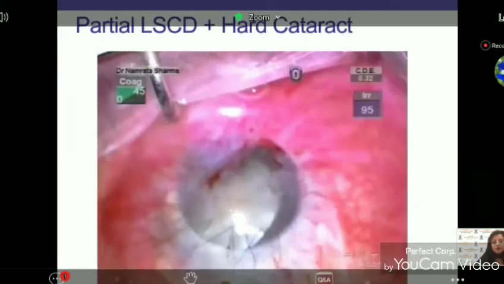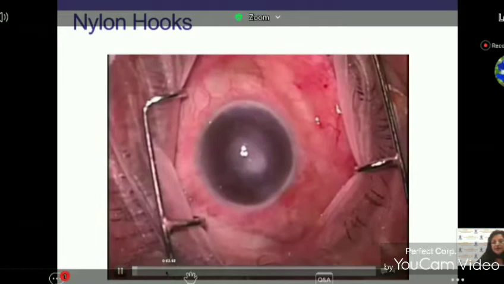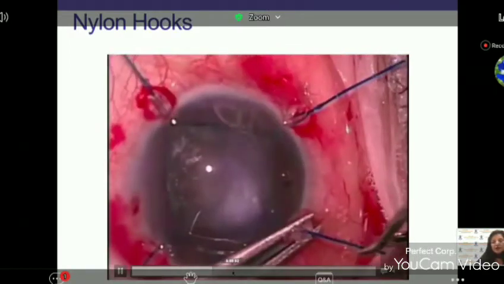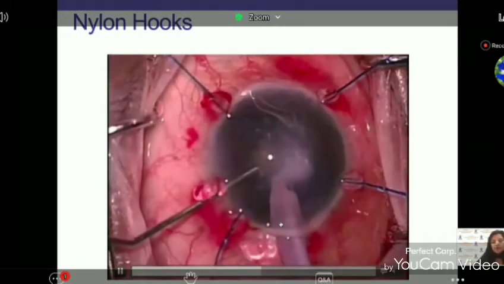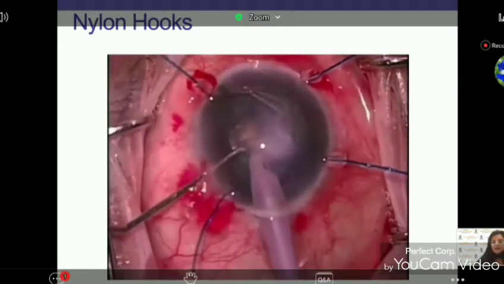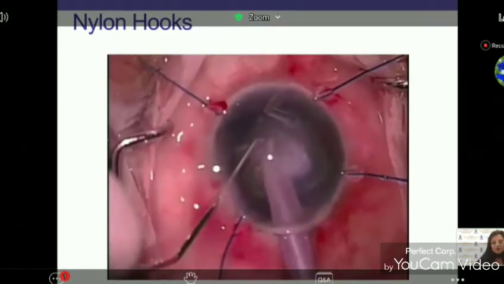Sometimes what happens is you have to expand your area of visualization. For instance, in this case, the pupil is small, the cataract is hard, so you have to expand your area of visualization by putting these nylon hooks, a temporal incision, an eccentric rhexis, following all the steps that I had initially talked about in the initial case. All the tips and the tricks have to be followed.